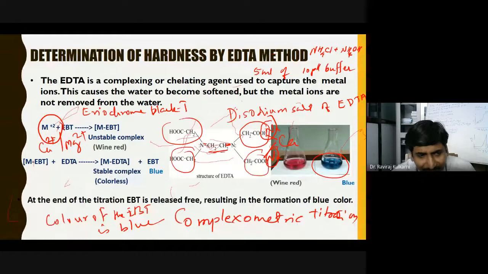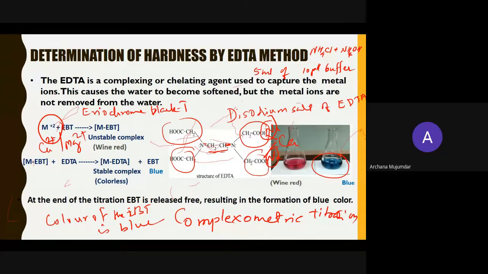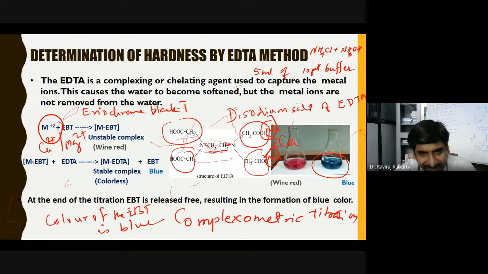What is the pH of blood? Anyone knows? Slightly alkaline, 7.3. 7.2, 7.3. It is in that range only: 7.3, 7.4, 7.2, plus or minus. The pH will be in that range precisely.